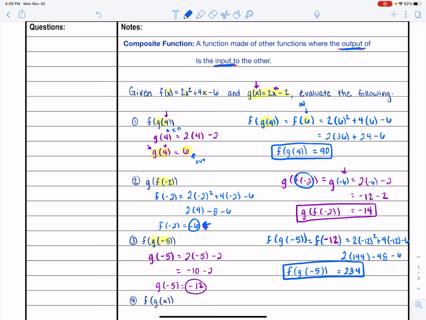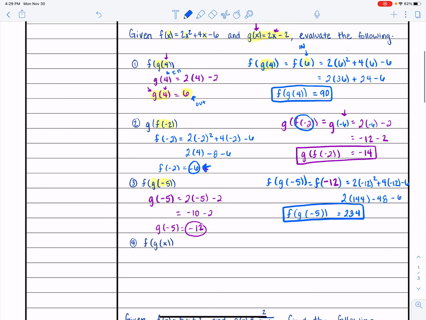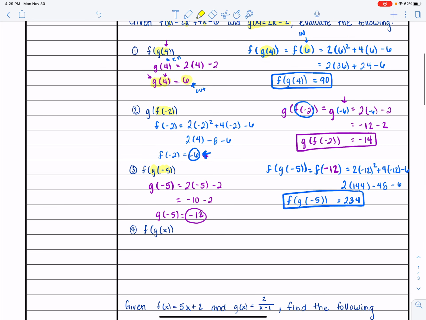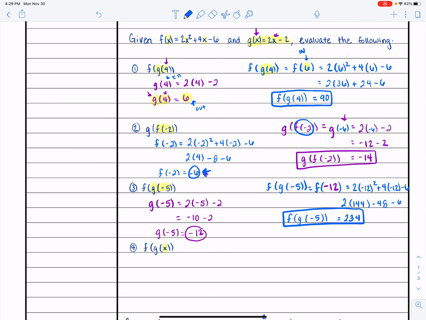So start with the inside, work your way out. We're just putting one inside of the other. All right, now, number 4 is a little different because it doesn't give us a number to input. It still just has that our input is x. So I'm going to take g of x, and I'm going to put it inside of f of x.